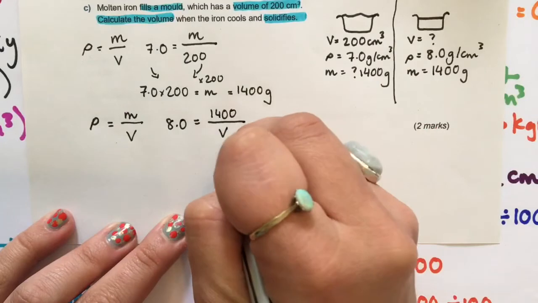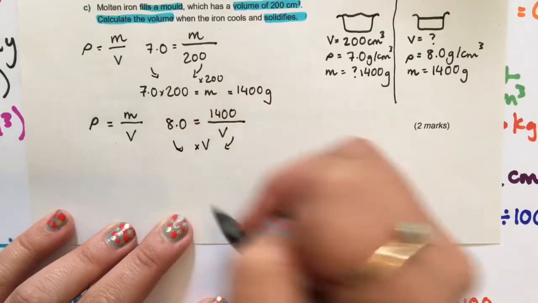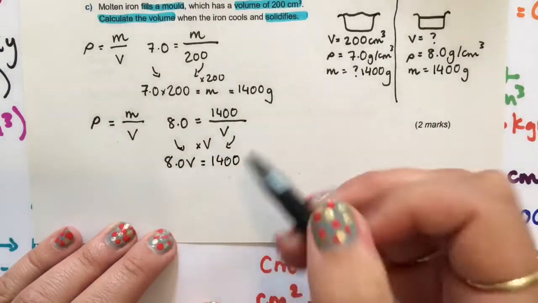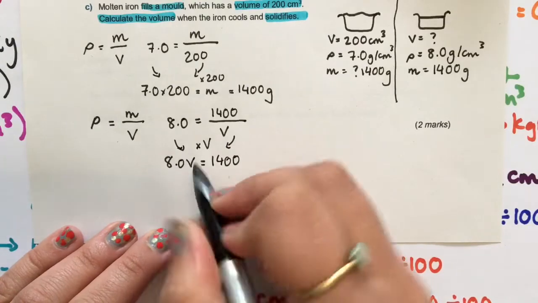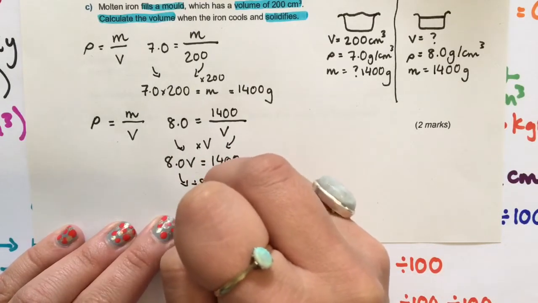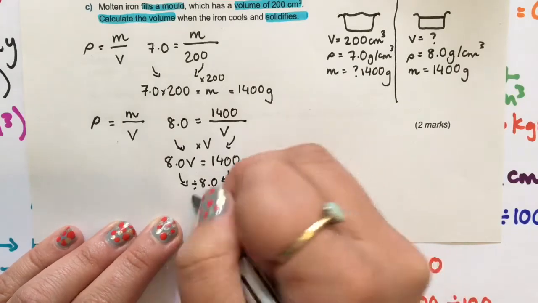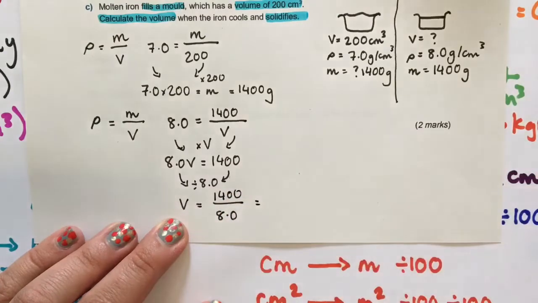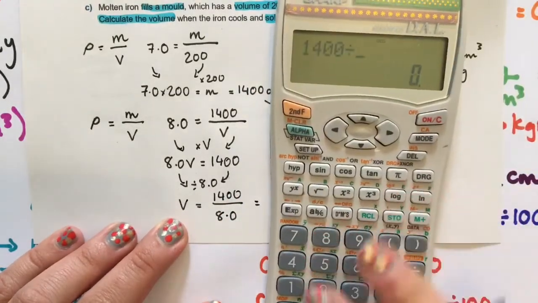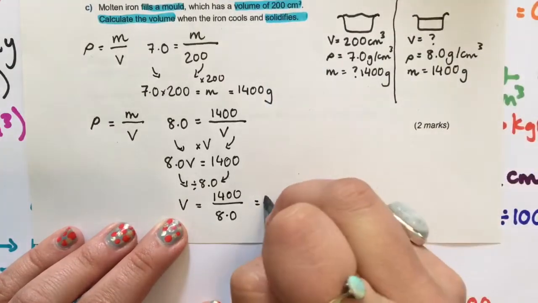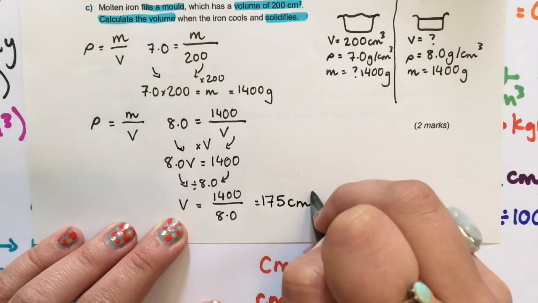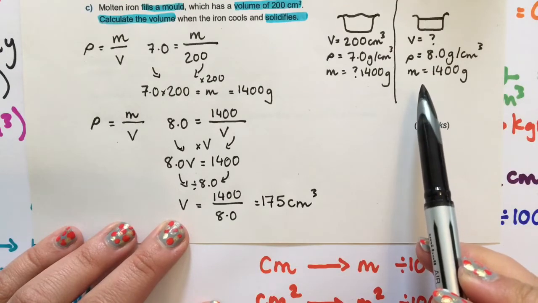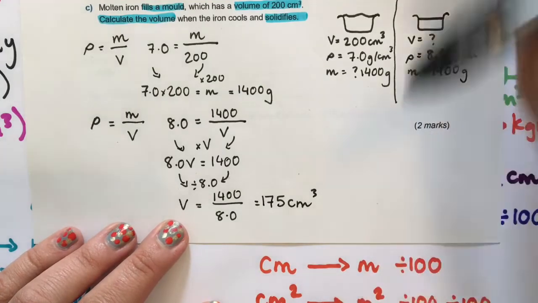So I'm going to multiply by V on both sides. So I'll have 8.0 V is equal to 1,400. And then I need to divide this side by 8.0 to get V by itself, and we'll need to do that to both sides. So I'll have V is equal to 1,400 divided by 8.0. 1,400 divided by 8.0 is 175 centimetres cubed, which is going to be the volume that is in our solidified metal.